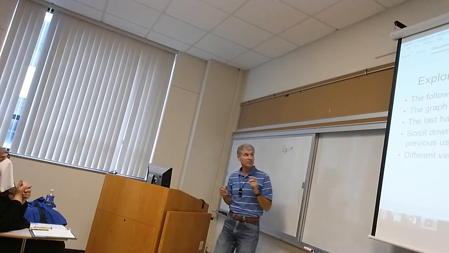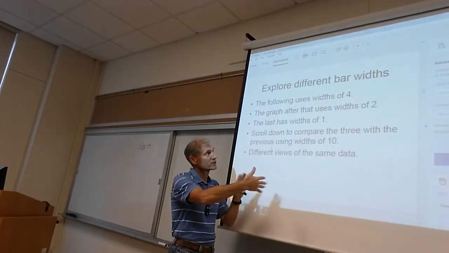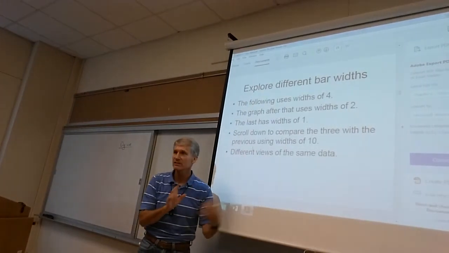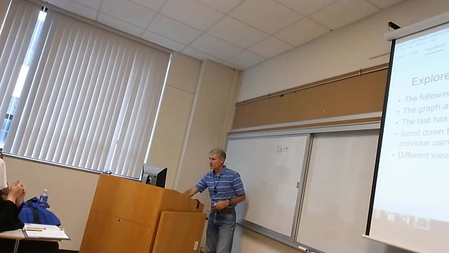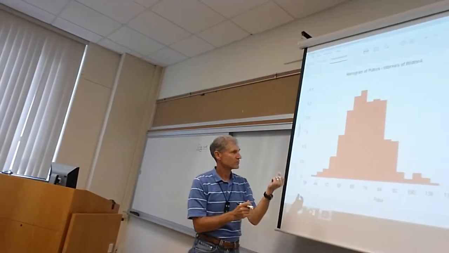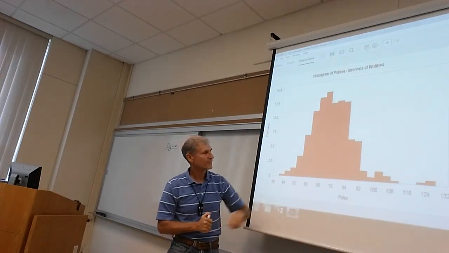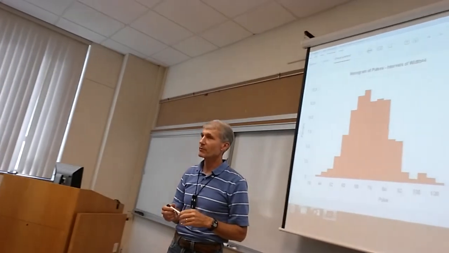So now I talked about bar widths or class widths. So let's explore what it looks like if you change that. We did 10 already. Let's look at 4, and then 2, and then 1. When you have lots of data, you can have more bars, less width. So here it is, width 4. How does this compare to the one that you looked at before?